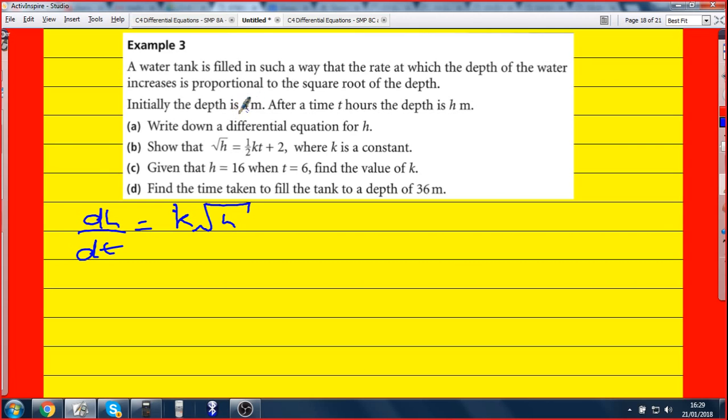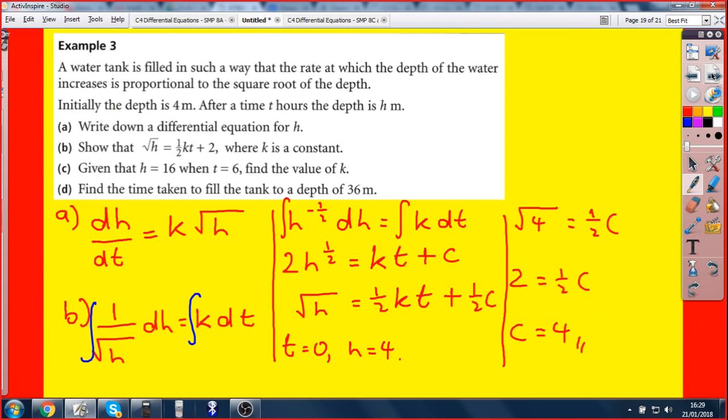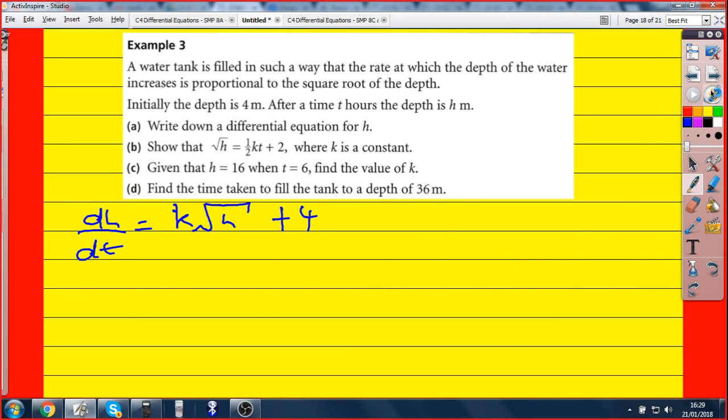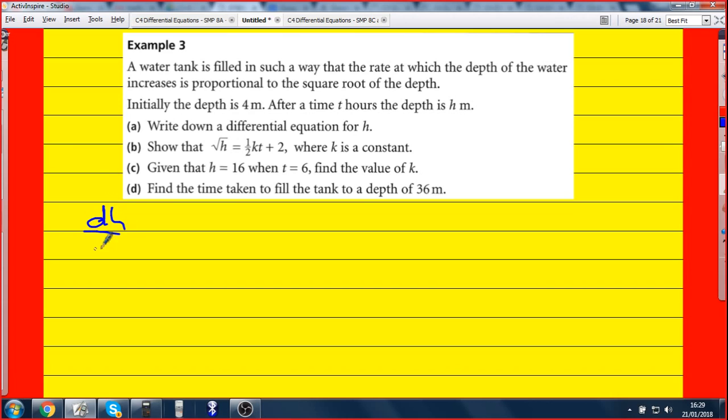Initially the depth is 4. Okay, so how would you show that? I think it has to be plus 4, yeah. Okay. Maybe I'll just check that before we go any further. dH by dt is equal to K root H. No, I was right. It's because we haven't connected the two. Yeah. We have to write H in terms of T is equal to K root H.